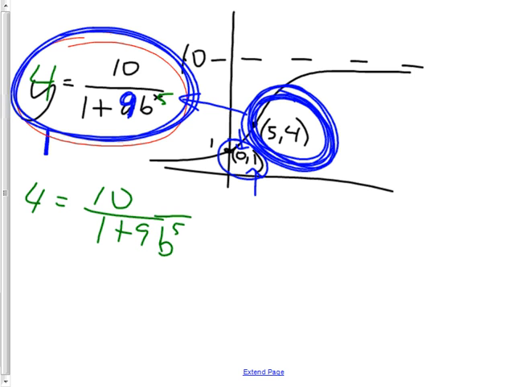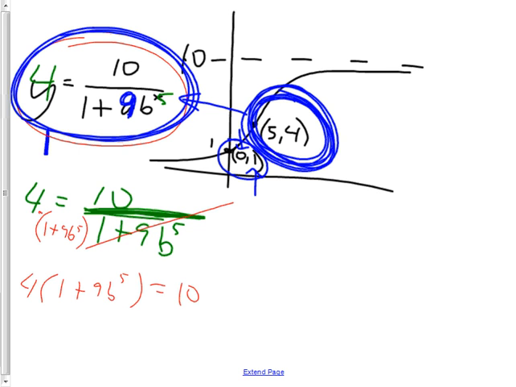When you have a fraction, you should clear the fraction. So I'm going to multiply both sides by 1 plus 9b to the 5th. That will just simply cancel it on this side. On this side, I have to times by 1 plus 9b to the 5th. Now that 4 will get distributed. Do you get how that's... You can't just times the 4 by the first number. That wouldn't make any sense. Okay, so I've got 4 times 1 plus 9b to the 5th equals 10.